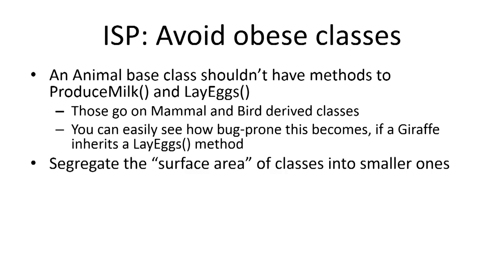What you need to do is you need to segregate the surface area of your classes into smaller ones. And there's a bunch of different ways to do that. You can do it through the kind of subtyping that I just described, where you have an animal base class, and then you say, well, we're going to put produce milk on a mammal subtype, and we're going to put lay eggs on a bird subtype, and so on. But that can be a bit tricky.